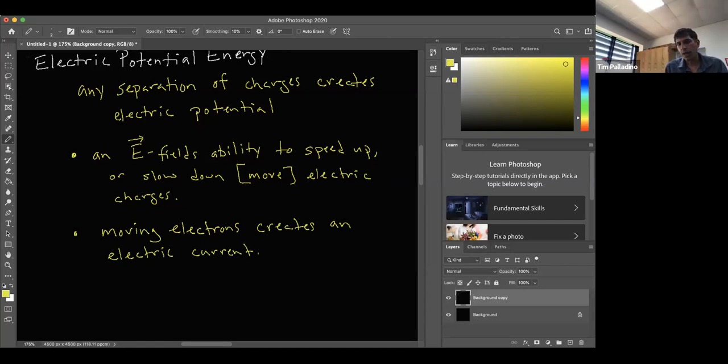All right, so the one thing I have not done yet is, I've given you some words like electric potential. We said anytime you separate charges, you create an electric potential. And what that means is you create an electric field which has the ability to speed up or slow down electric charges, or to move them, okay? I'll give you guys a second to copy that down.